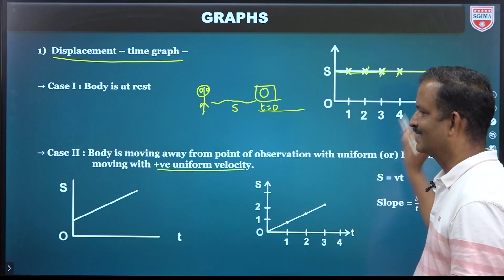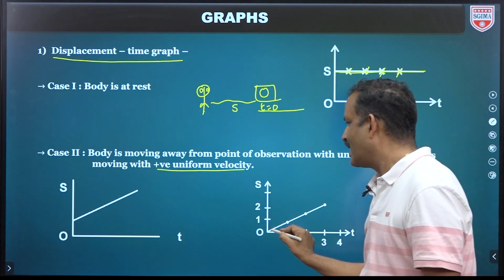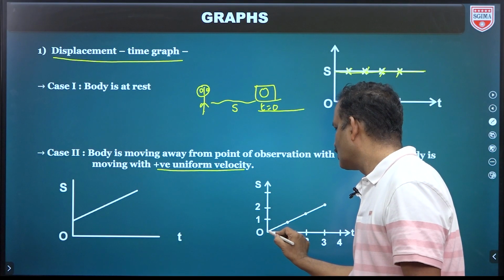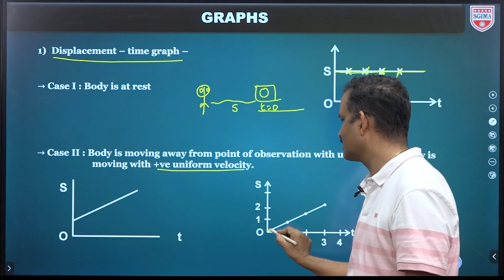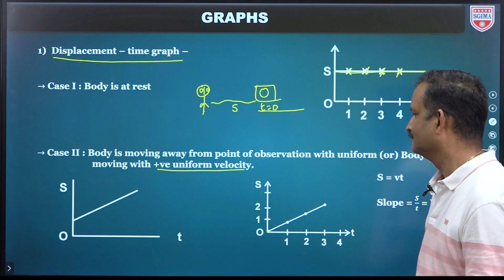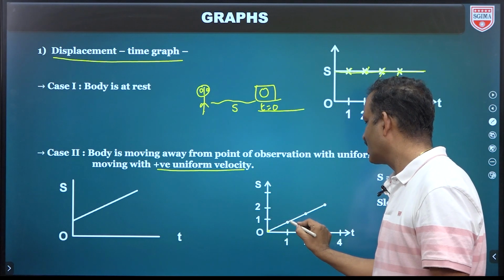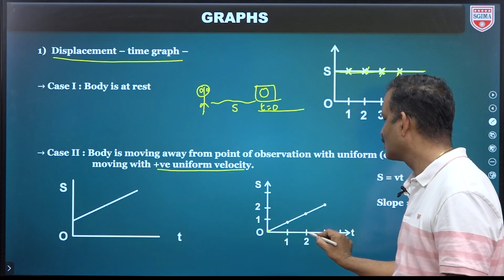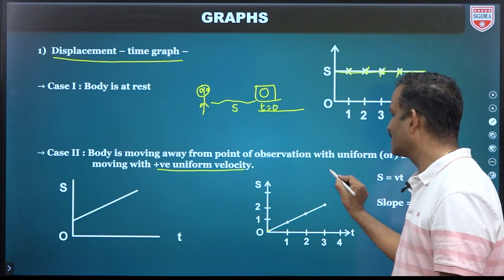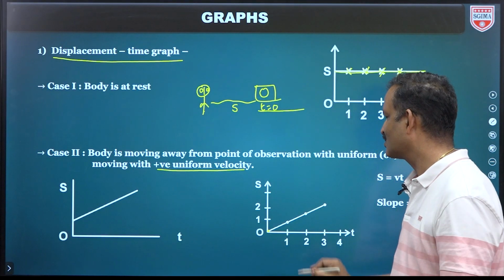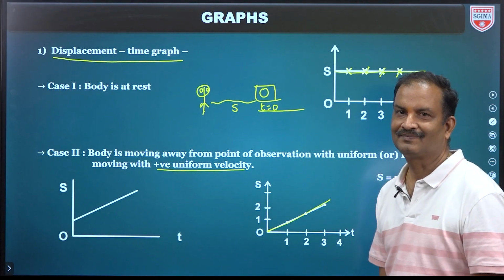Displacement is increasing uniformly. Uniform means at t equal to 0, suppose it started here, displacement is 0. At t equal to 1 second, it travels 1 meter, for example. At t equal to 2 seconds, it travels 2 meters. At t equal to 3 seconds, it travels 3 meters. So, the displacement time graph is a straight line.